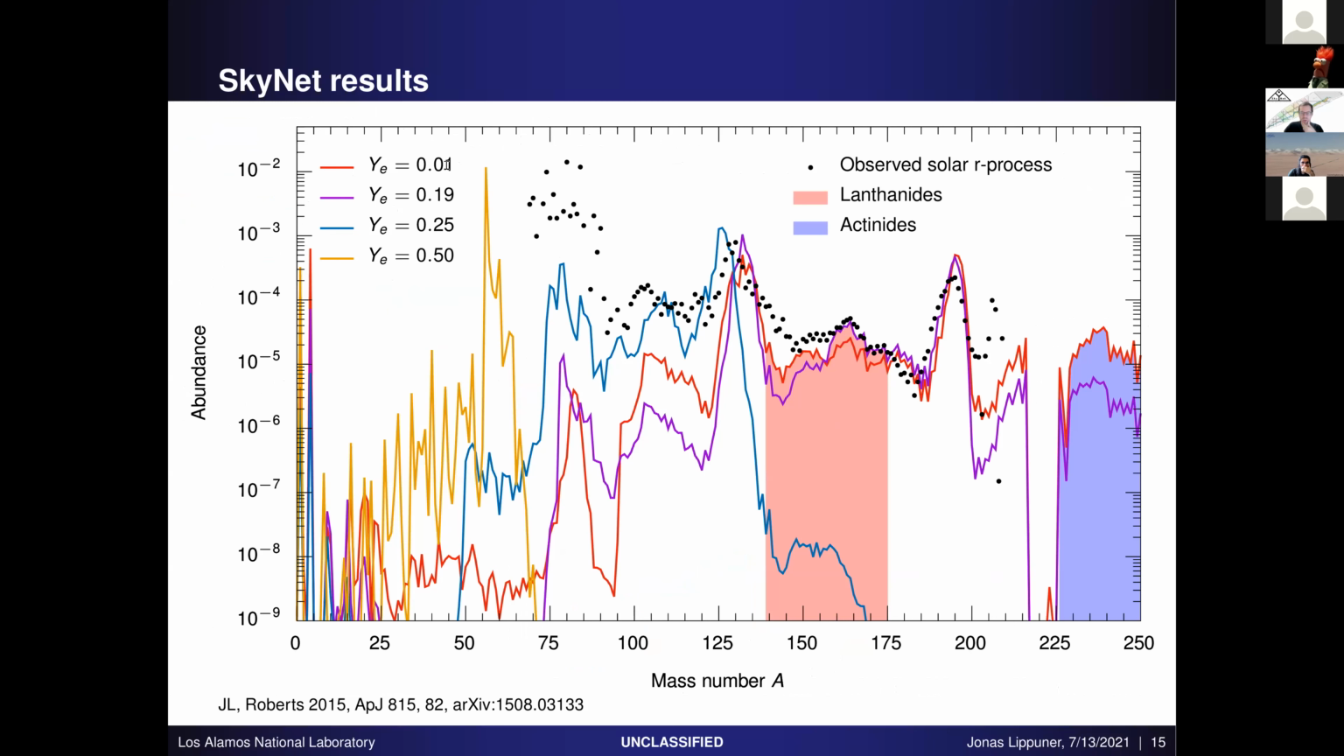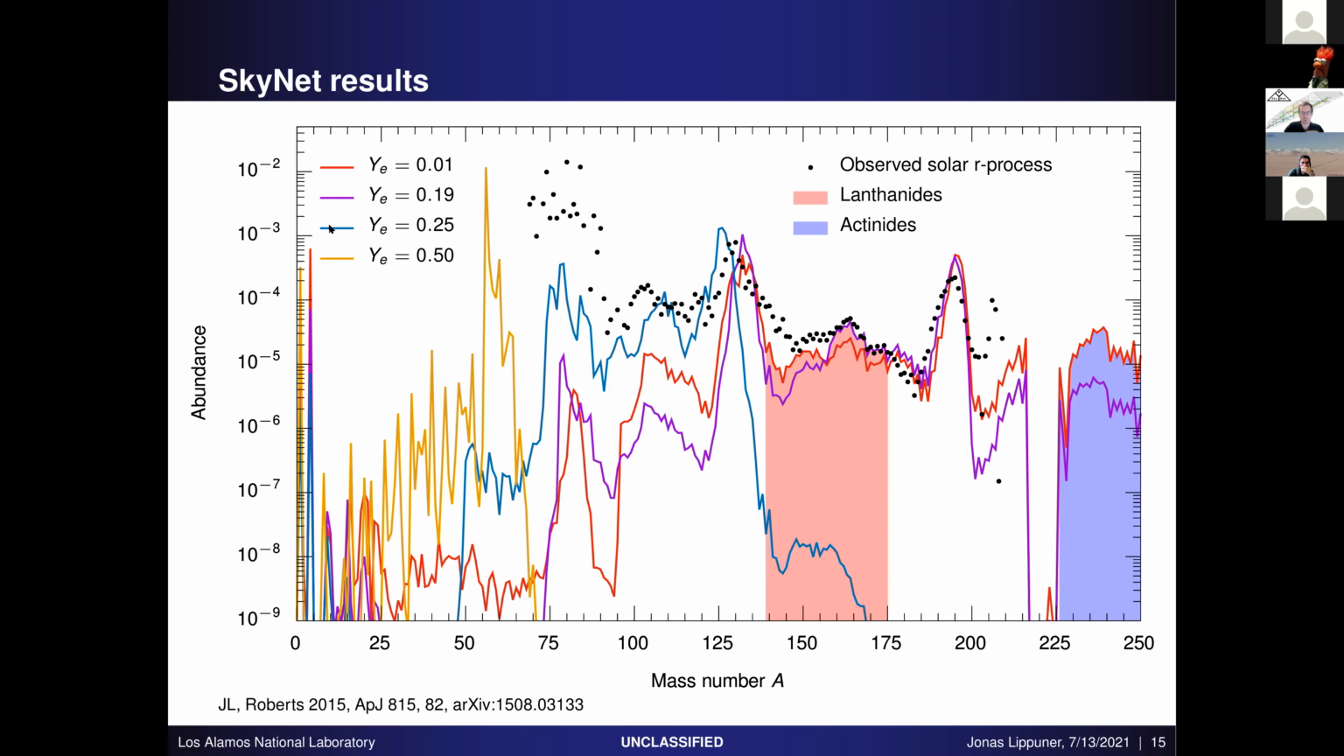So the red one, 0.01, is very neutron rich. The purple one, 0.19, is fairly neutron rich still. And you can see that the final abundance is about the same. So we make a very strong third peak, second peak. The black dots here are the measured solar r-process abundances. So that's what we're trying to match. And we get a fairly good match also with the rare earth peak in between.